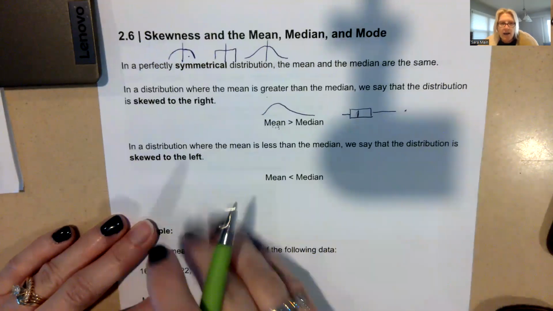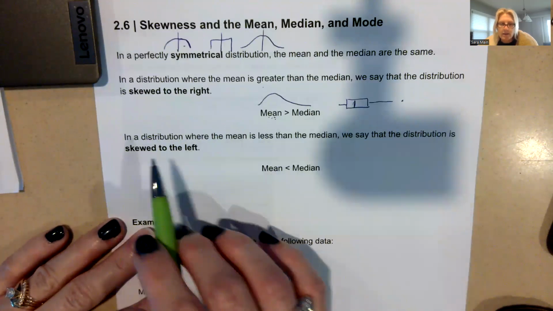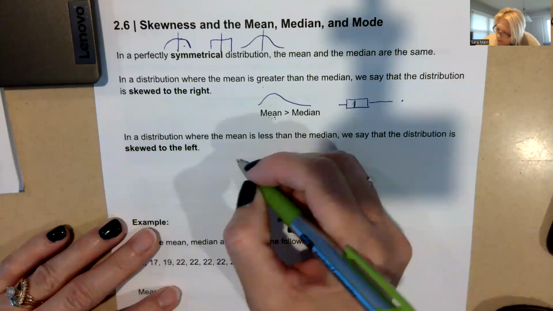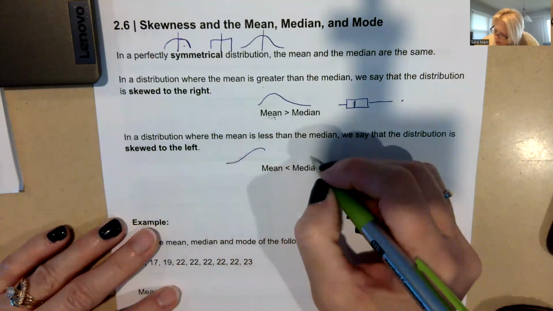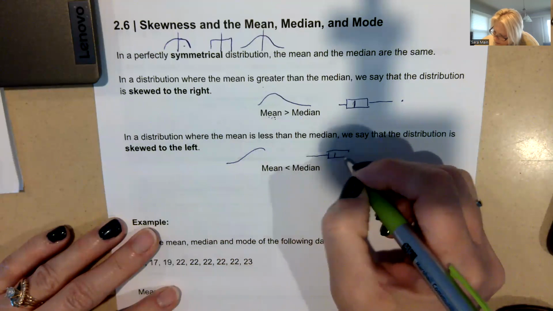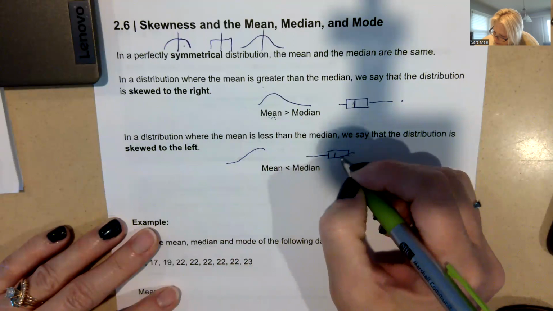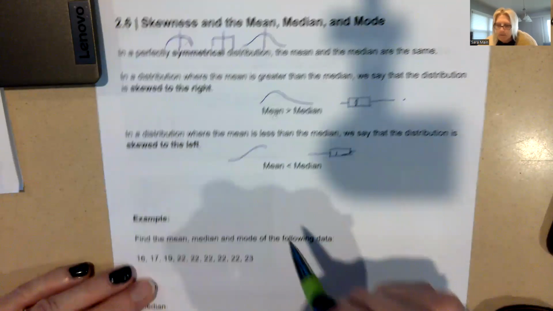Okay, now in a distribution where the mean is less than the median, we say that the distribution is skewed to the left. So in that case, the histogram might look something like that. And your box plot might look something like this. Okay, where the tail is on the left.